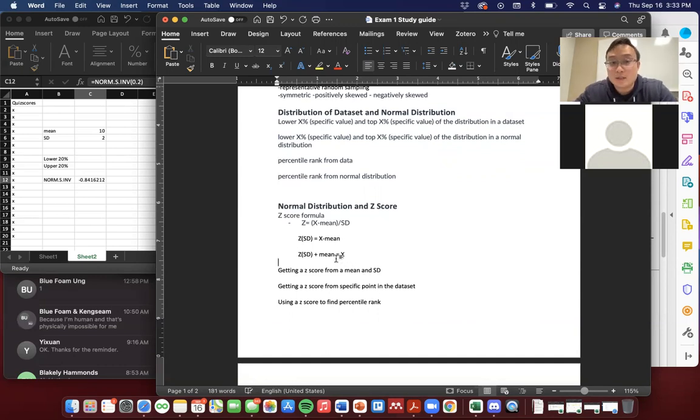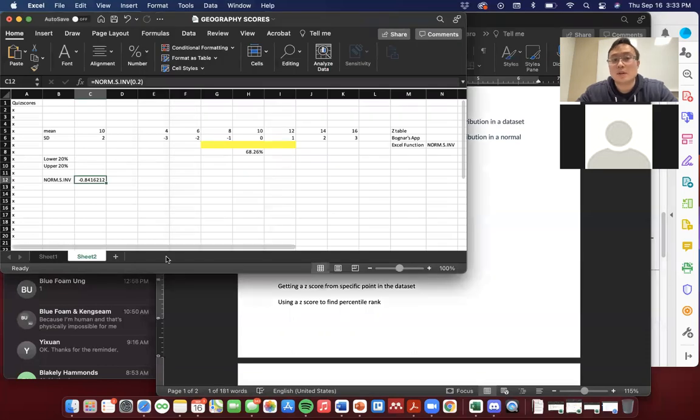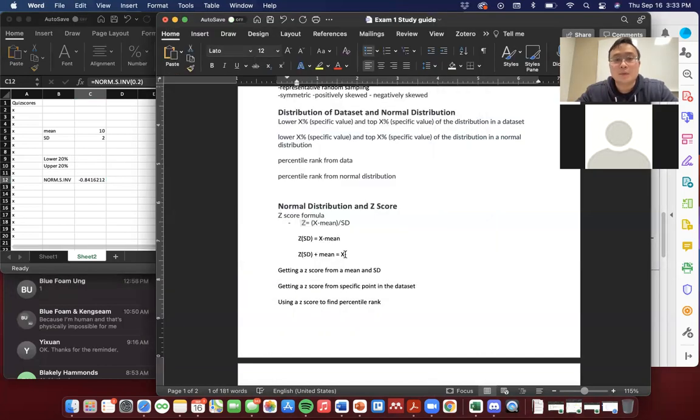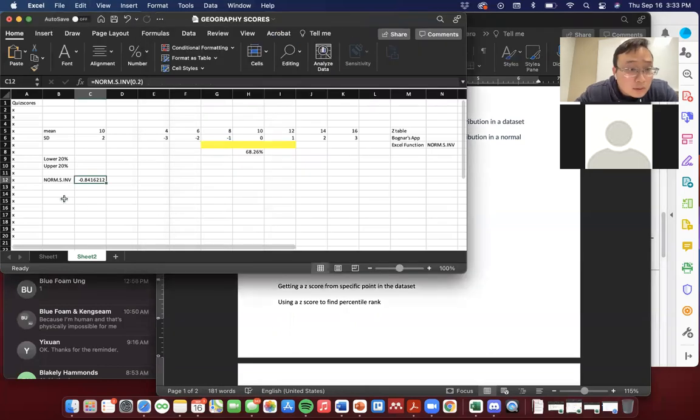And so in this situation, this is what we want. In other situations, this might be what you want. So in this situation, we want to know the lower 20% based off the normal distribution, not the data set, normal distribution. So we're going to use this formula right here. Change it to this.